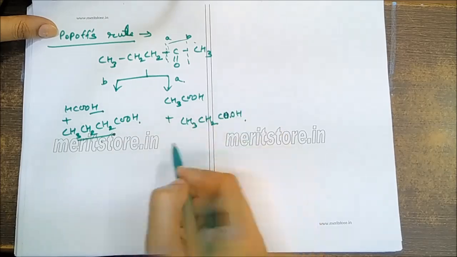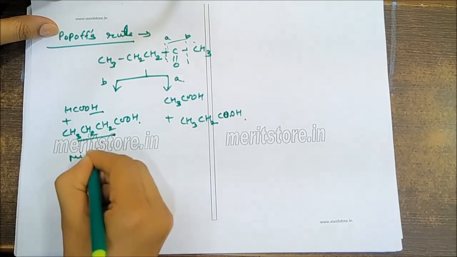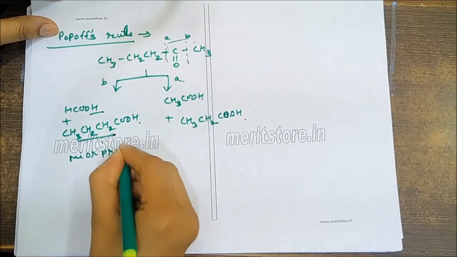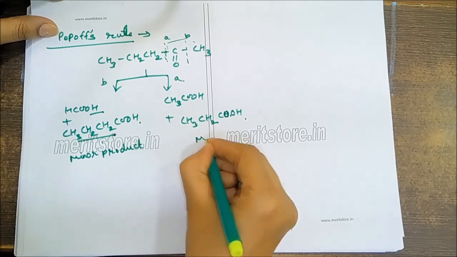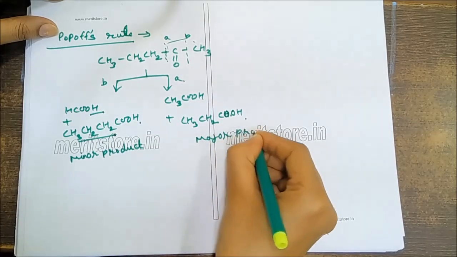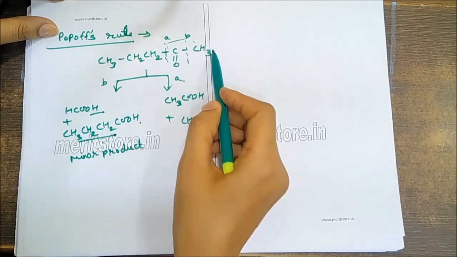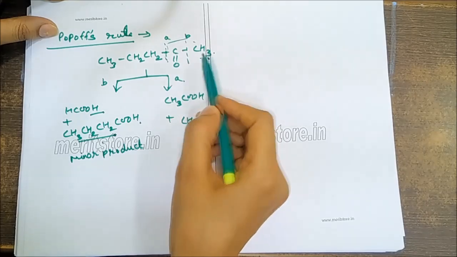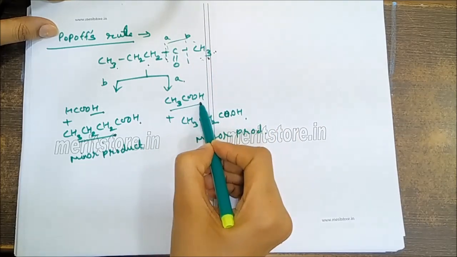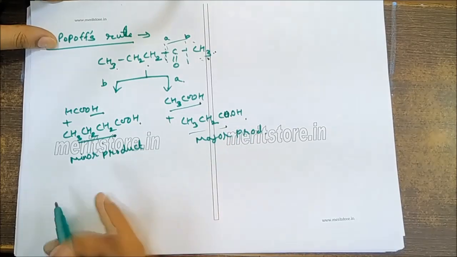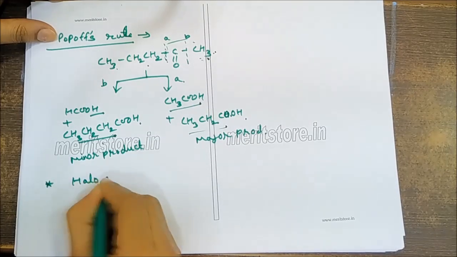So we'll get a mixture of these four acids, but this will be a minor product according to Popoff's rule, and this will be the major product, because this carbon will go on the lower alkyl side. Here it is only one carbon in this alkyl side, and here it is 3 carbons, so it will go this side and will make acetic acid and propanoic acid. Now the next type of reaction is haloform reaction.